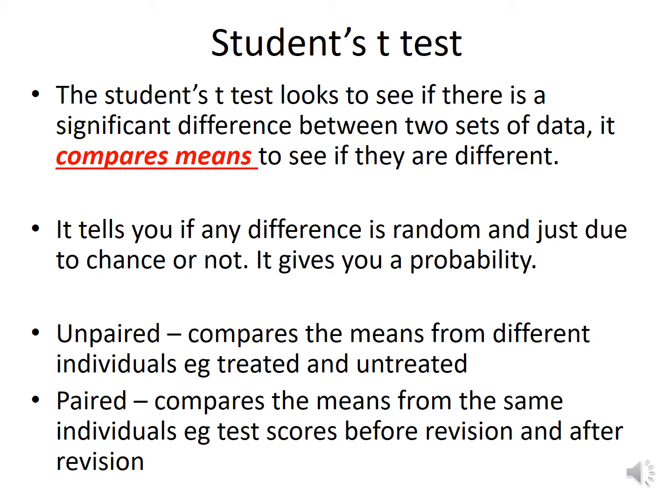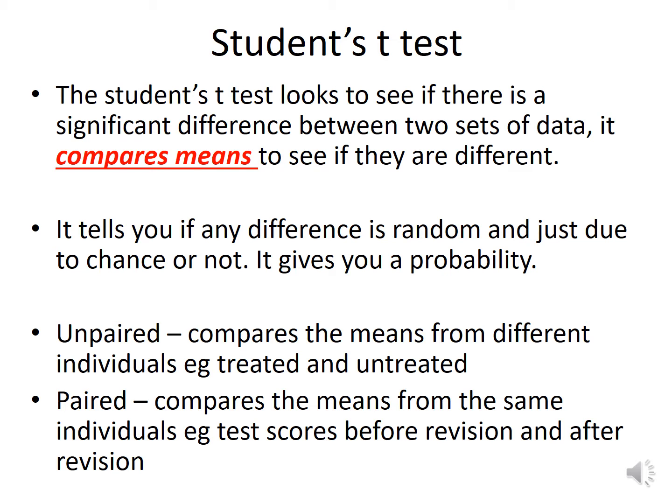Now, unpaired, as the name suggests, your data is not paired. So this is 2 separate groups of individuals, separate groups of organisms, separate groups of people doing different things. The example on the PowerPoint here is treated and untreated. If you'd used fertilizer on one field of corn and not used fertilizer on the other field of corn, the corn samples are different. If you did revision techniques with one class and didn't do revision techniques with the other class, they're not the same.